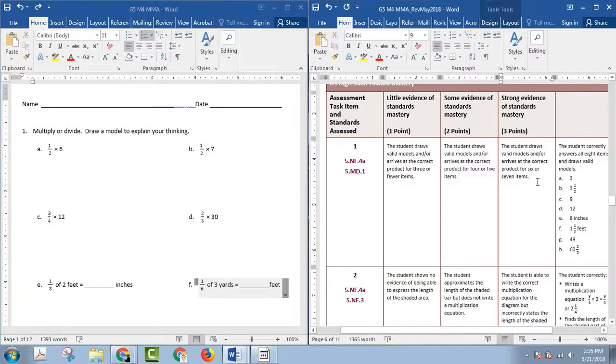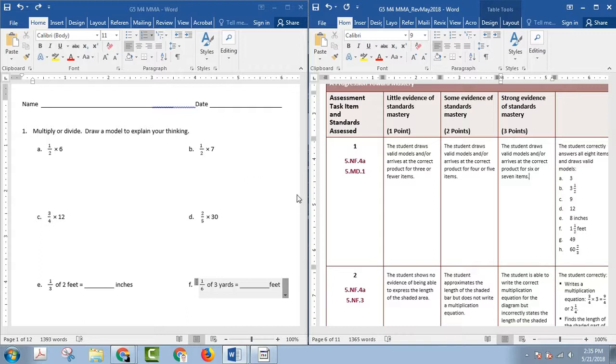And that's one of the key components of strong evidence of standards mastery. It's not getting correct answers. It's being able to explain your thinking well. That is the key piece. If students can explain their thinking and they somehow get the actual calculations incorrect, that's actually okay, as long as they got the application of the standard.